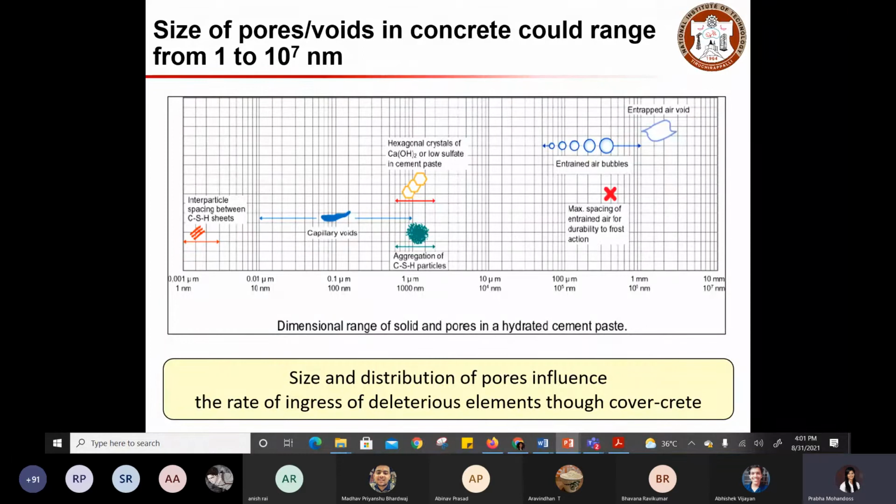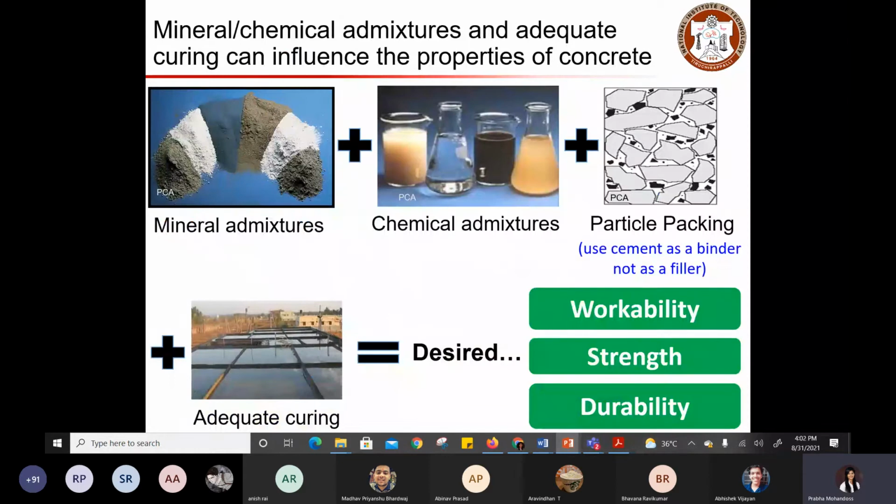So if you have small pores and larger pores, that also influences the ingress of external elements. As long as the pores are not connected, the significance of degradation will be small, but if those pores are connected, the degradation will be significant. What are the ways to control it? Depending on the problem and the environmental conditions, you can choose certain types of admixtures for enhancing the required performance.